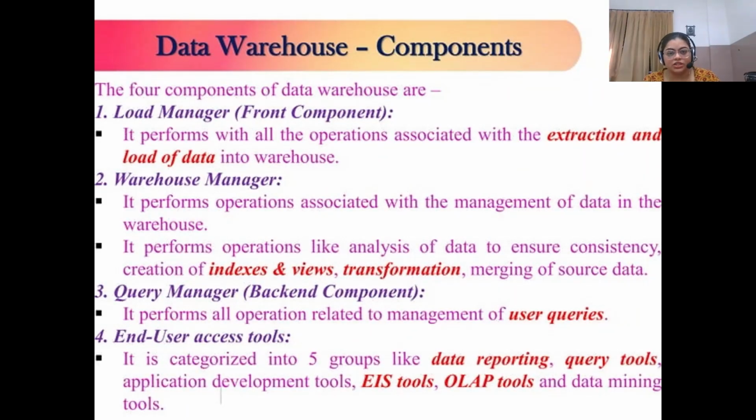Now we can talk about the data warehouse components. A data warehouse has 4 components: load manager, warehouse manager, query manager, and end user access tools. So these are some of the components of a data warehouse. There are also some other benefits and advantages, but first of all we will discuss the components. The first component of the data warehouse is the load manager, which we call the front component. It performs all the operations associated with the extraction and loading of data into the data warehouse.